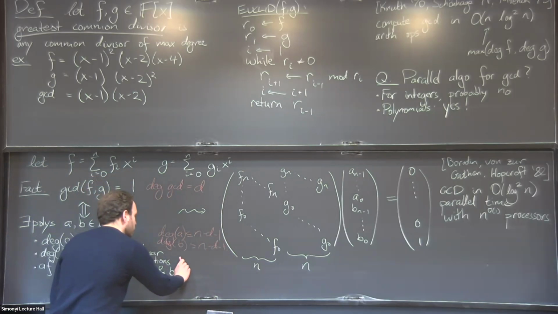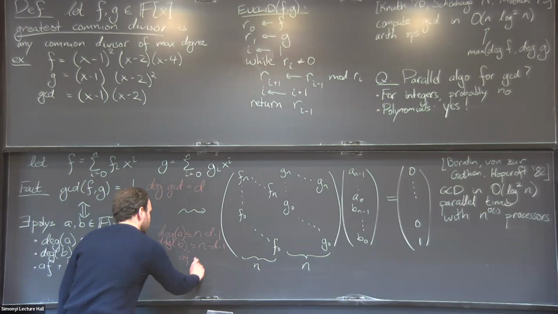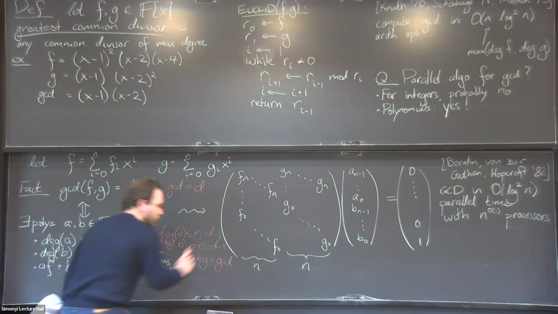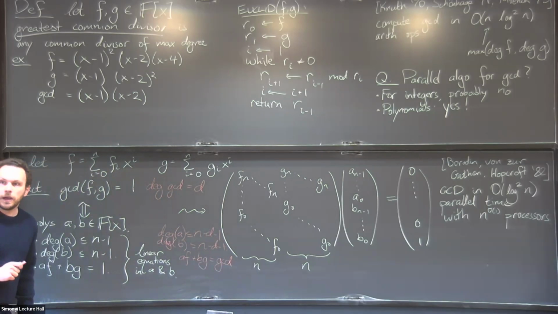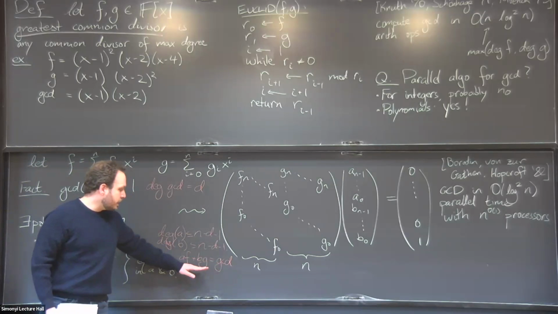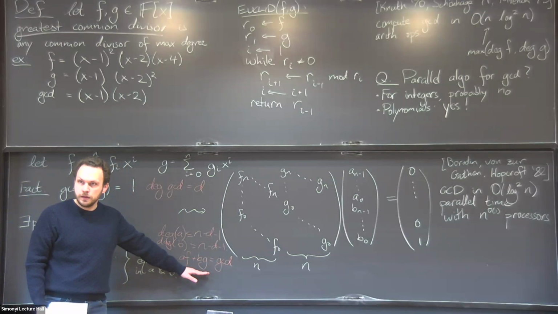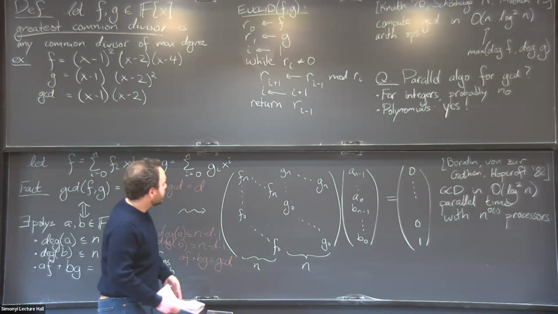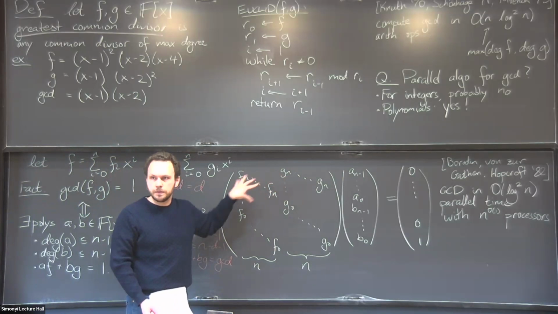And then you want to say that AF plus BG equals the GCD. And so the linear equations you get out of this are you say that, well, the degree d coefficient here should be 1, and everything above that should be 0. Sure. So you end up taking something like a submatrix of this.